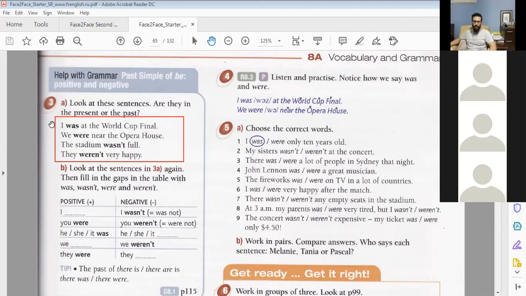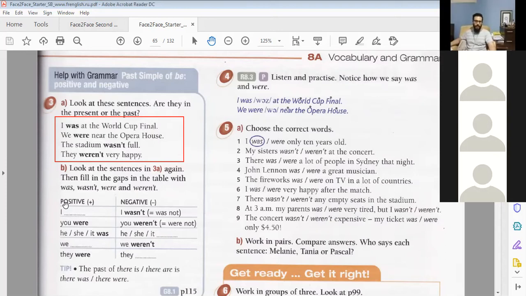Okay. It was the World Cup final. We were near the Opera House. The stadium wasn't full. They weren't very happy. Okay. فالسؤال يا منال, these sentences, are they in the present or in the past? إيش رأيك? In the present or the past? That's صحيح, correct. These four examples, these four sentences are all in the past. كله في الماضي. Very good.